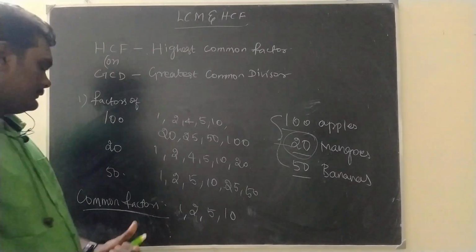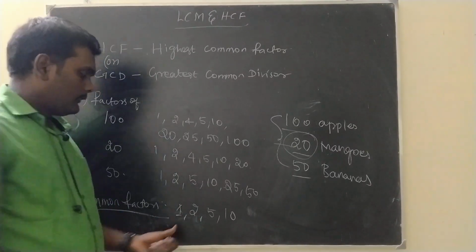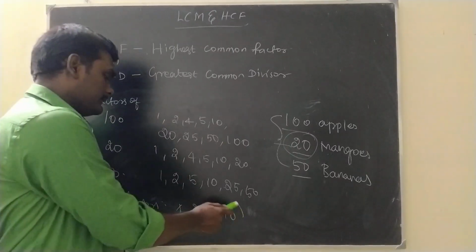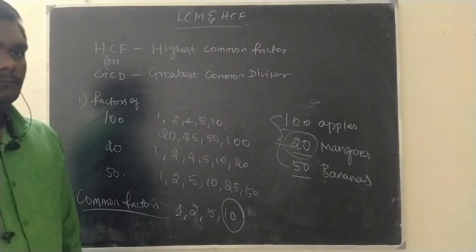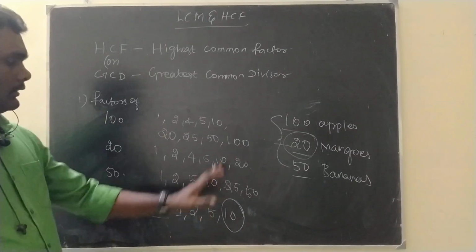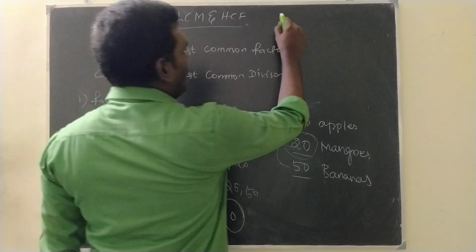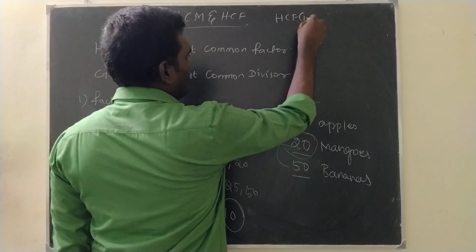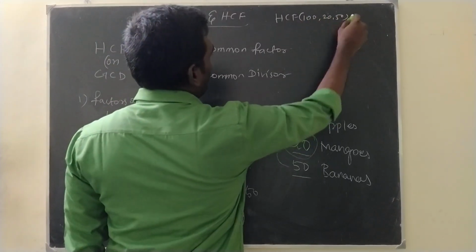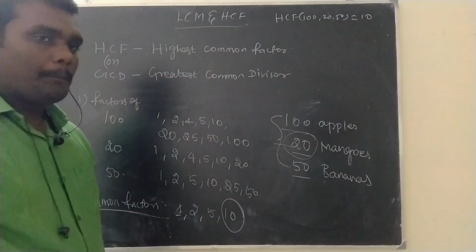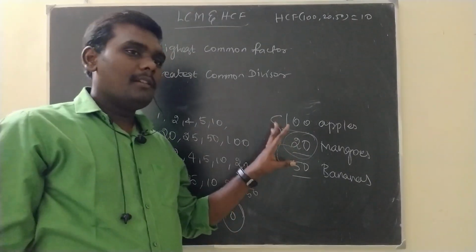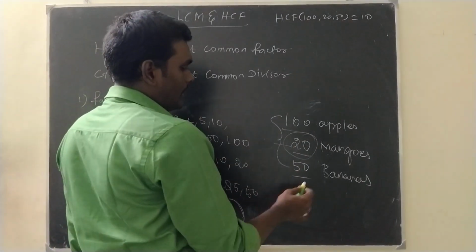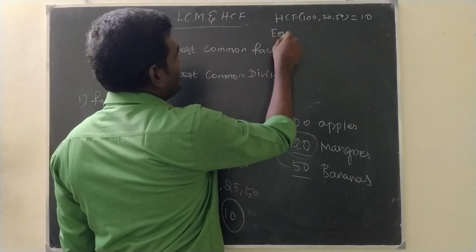Now, is anything else common? No. So, among these common factors, which one is the greatest? 10. So the highest common factor of the given numbers, 100, 20, 50, is 10. Meaning what? For 10 persons, you can divide this equally. For 10 persons, each person will get how many mangoes?